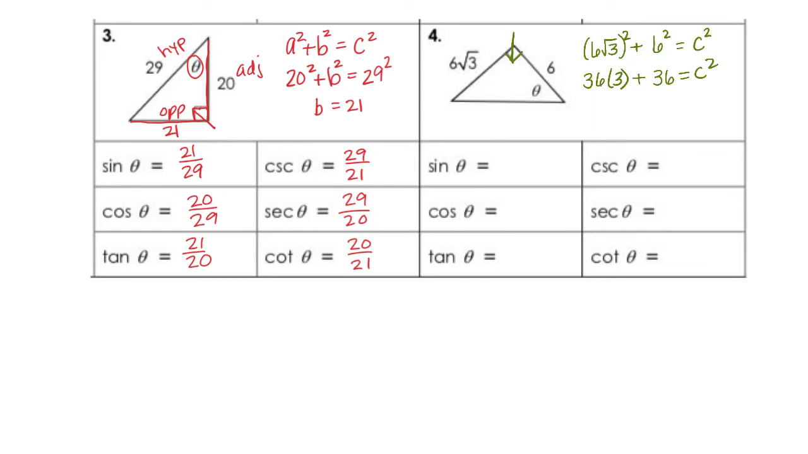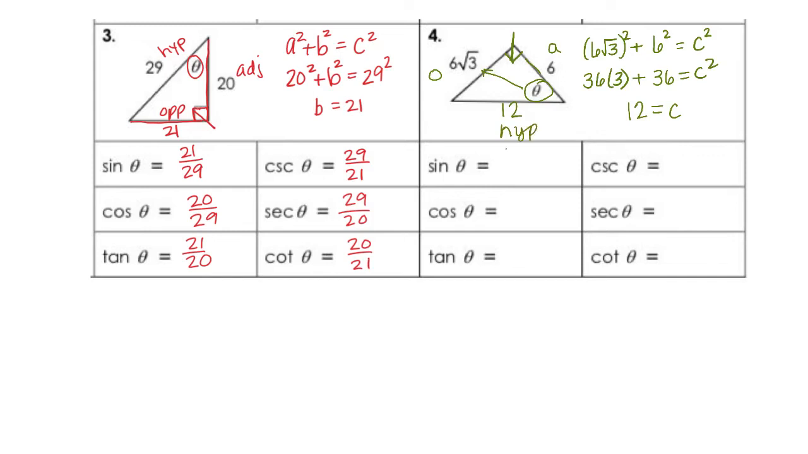144. So the square root of 144 is 12. So we see this other side is 12. Now we're ready to go through and label our trig functions. Sine again of the angle here. So going across, that's your opposite side. This side touching is your adjacent. And of course, this is your hypotenuse.